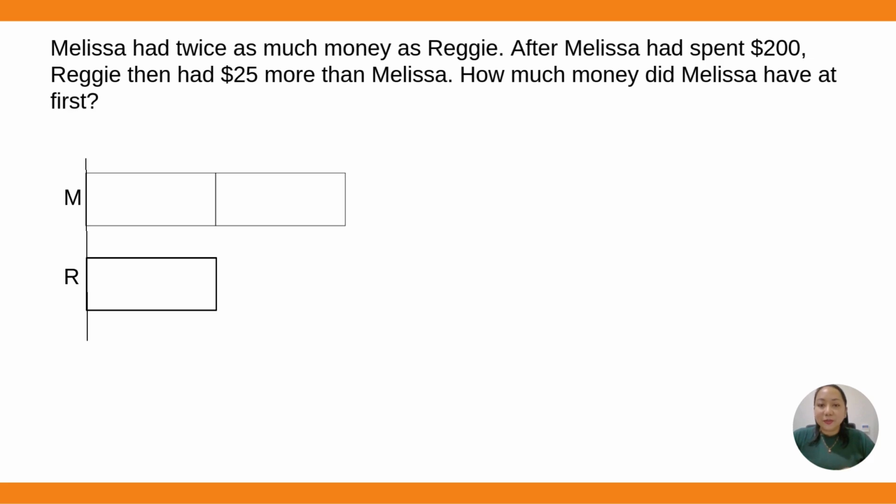Melissa had twice as much money as Reggie. After Melissa had spent $200, Reggie then had $25 more than Melissa. How much money did Melissa have at first?